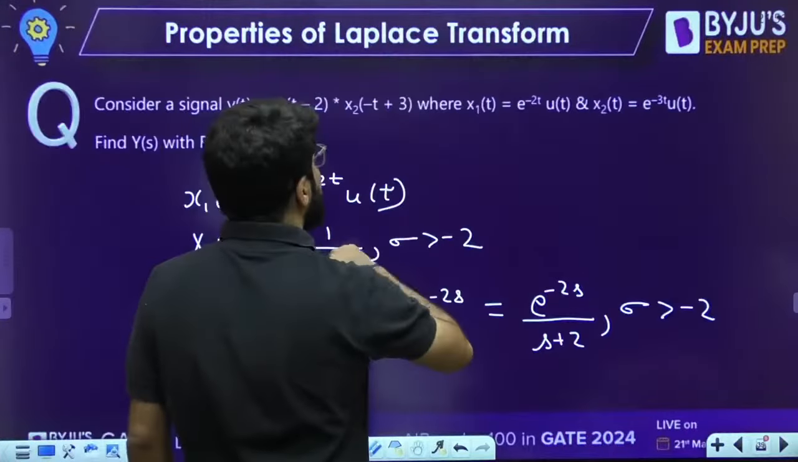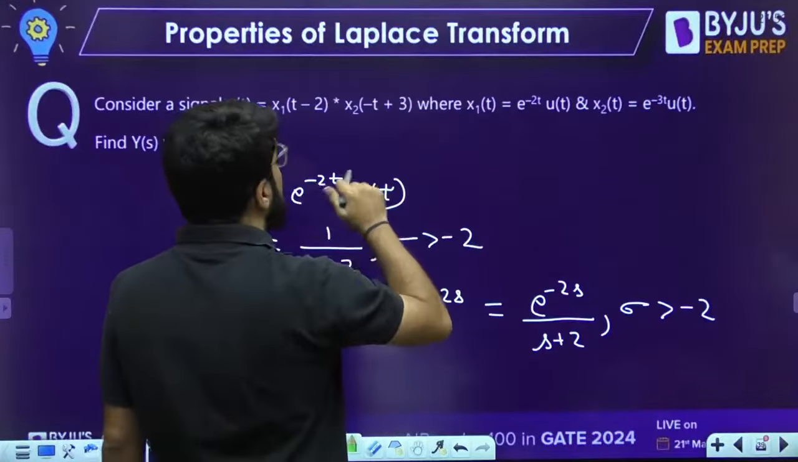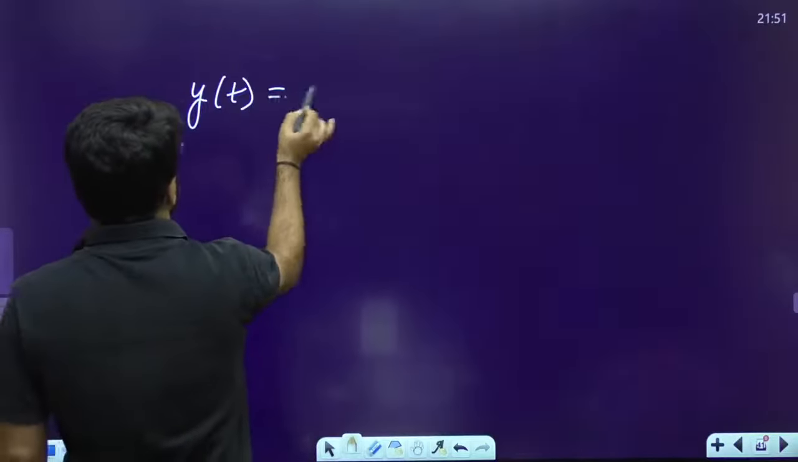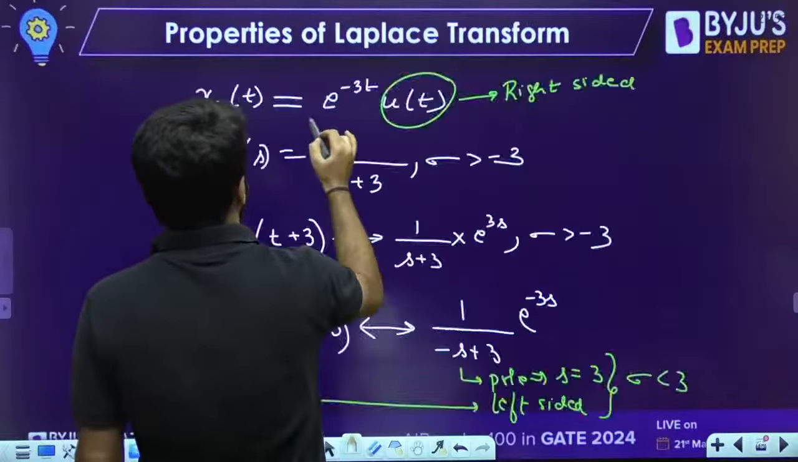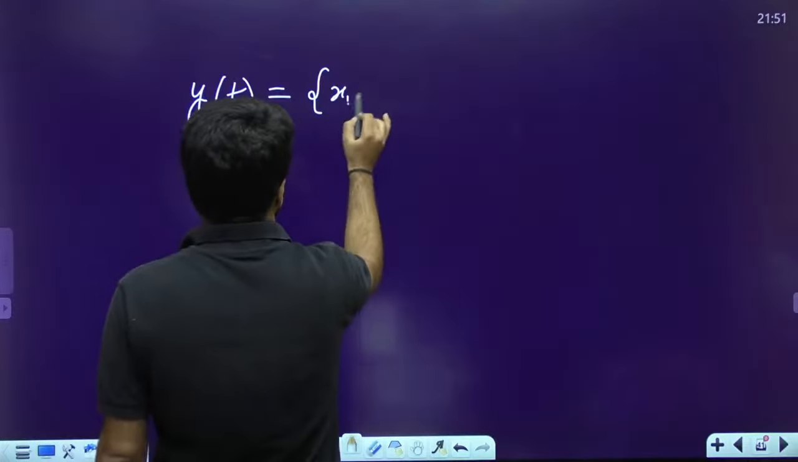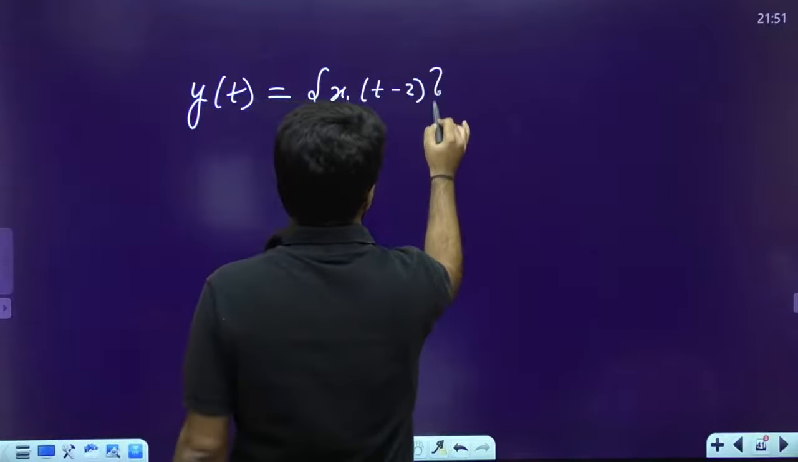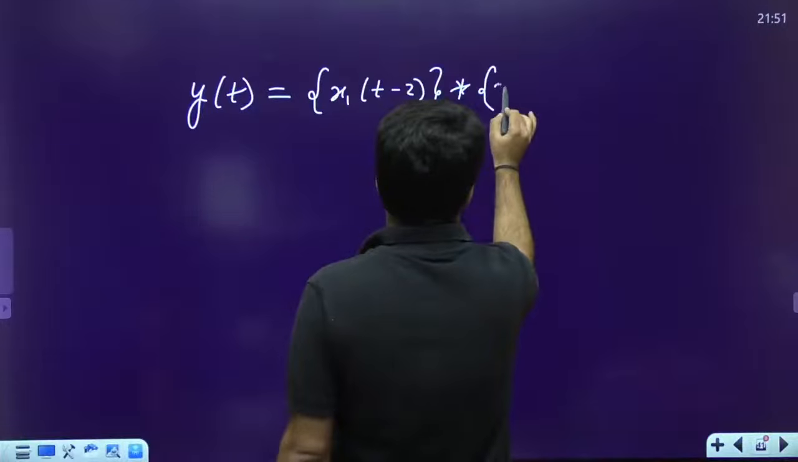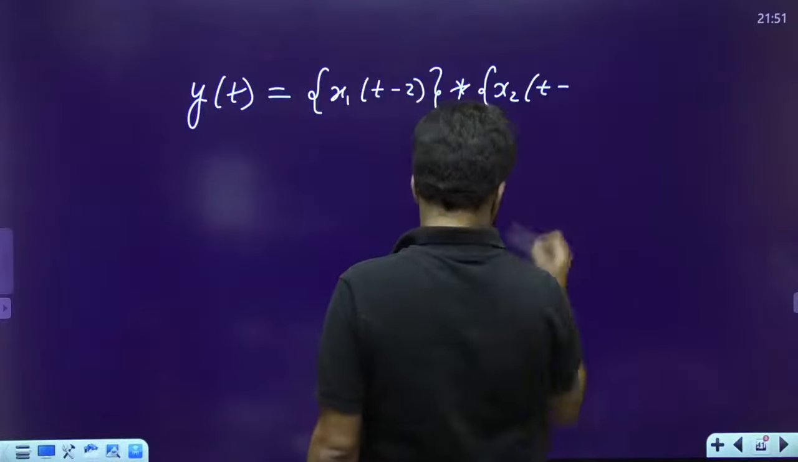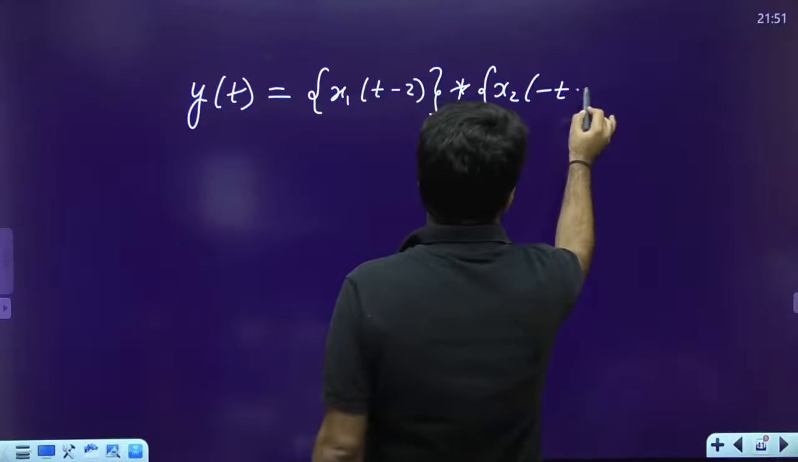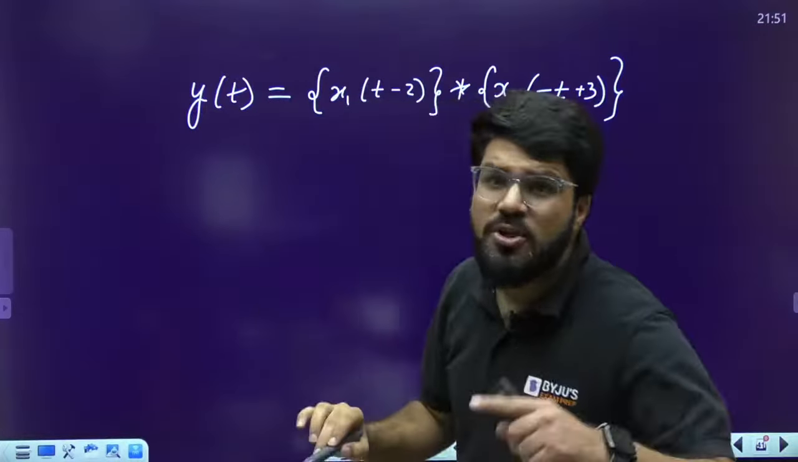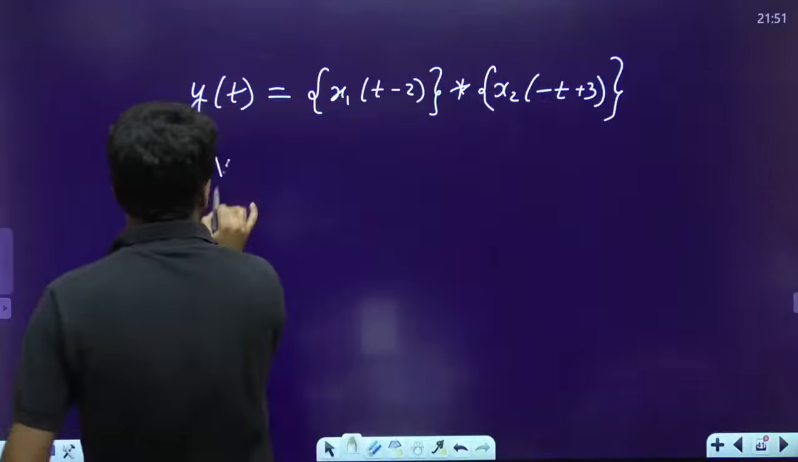Now let us come to the question. Question mein kya bola hai? Okay, you have yt. Let us write down the yt given to us now. You have the yt which is equal to x1(t minus 2) convolution with x2(minus t plus 3), right? Convolution in time corresponds to multiplication of the Laplace transform.